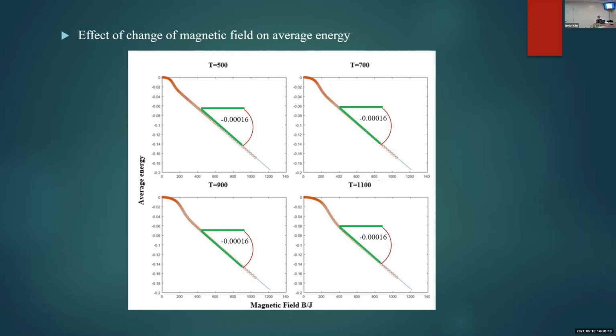In high values of magnetic field, the curve converges to a line, and as you see, the slope of the line for all the plots is similar, and it shows that it does not depend on the temperature. So we can conclude that the average energy of the system does not depend on the temperature in high magnetic fields.